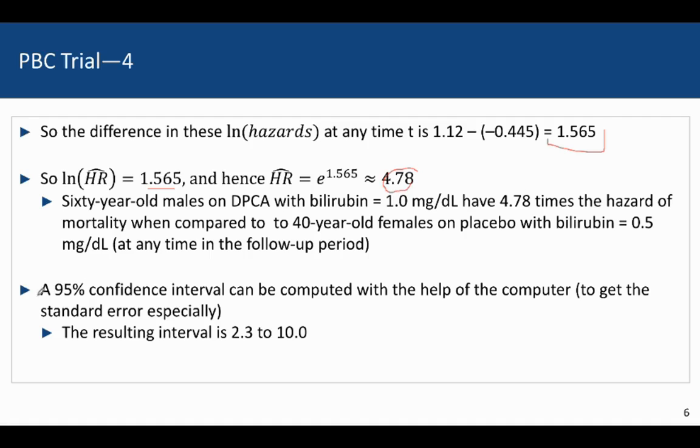It's not easy to do, but using a computer you could get a 95% confidence interval for this. The difficulty is getting the standard error, because this is a function of the respective combination of slopes and x's that come in this comparison. I just want you to know that confidence intervals can be computed for comparisons of more than two groups, and the resulting interval is 2.3 to 10.0.